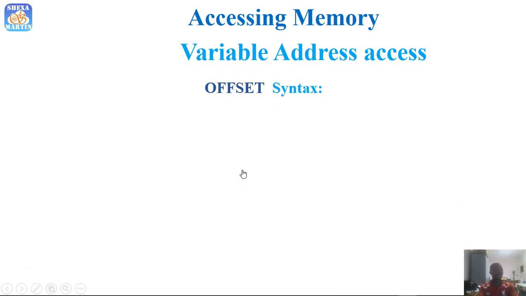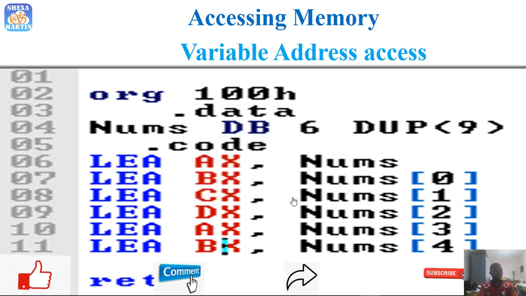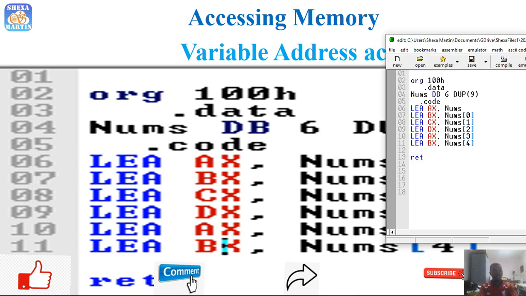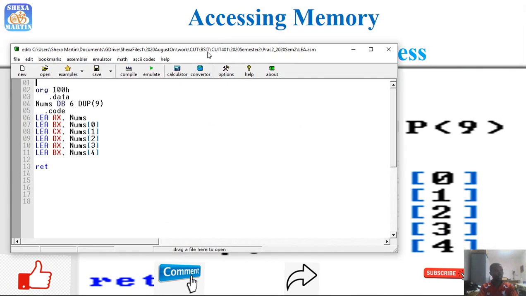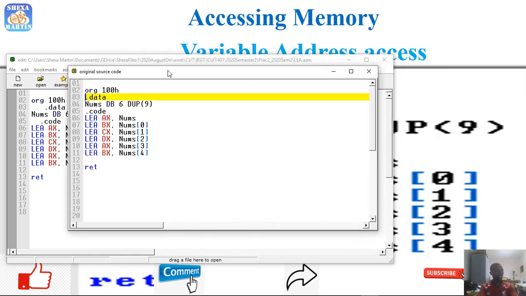So let's get into the practical example. Right, that's the code, the one that I zoomed in on. That's the instruction. In the data segment we declare our variables, and then in code we write our instructions. So let's emulate it and see what happens.